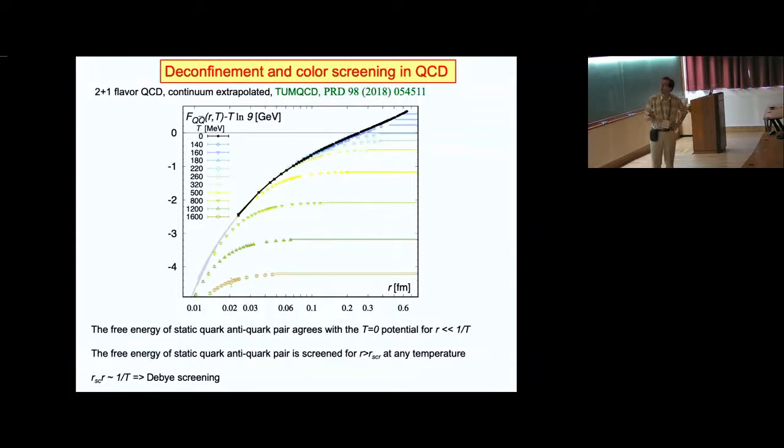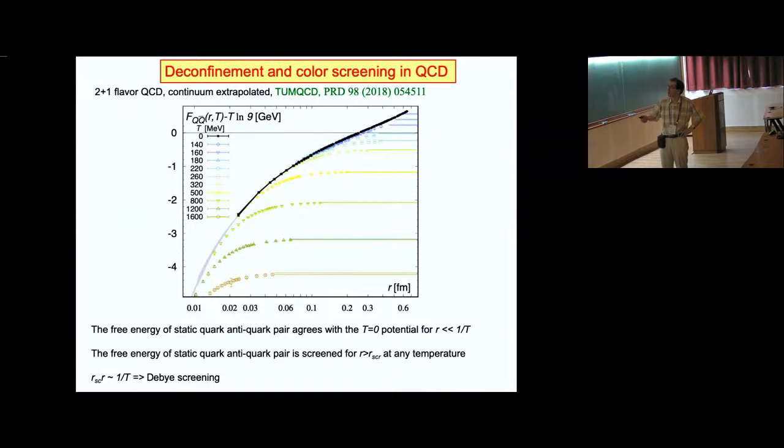I show the most recent results in 2+1 flavor QCD that have been extrapolated to the continuum limit at different temperatures. The black line is the zero temperature result, extending to very short distances, but that's not a direct lattice calculation, only more like a guess. Overall, you see that the zero temperature results from lattice calculation and other estimates agree. Now you compare the free energy of a quark anti-quark pair with the zero temperature potential, shown as colored symbols and these lines. As you go to short distances, the free energy becomes equal to the zero temperature potential up to a temperature dependent shift, which comes from just the normalization of the Polyakov loop.